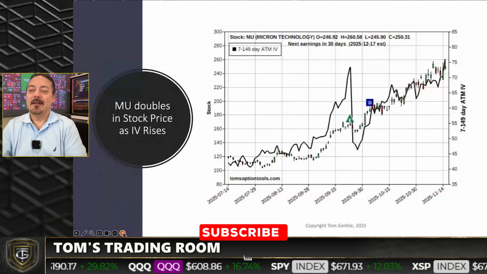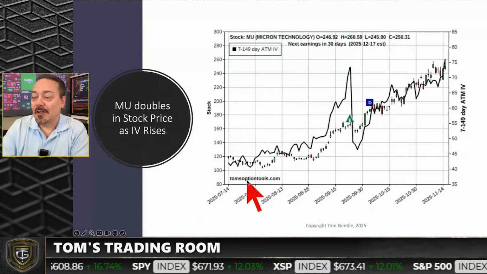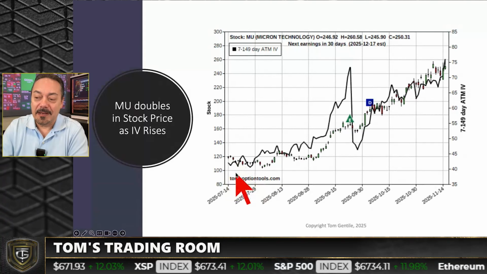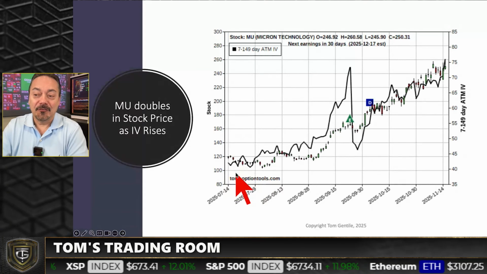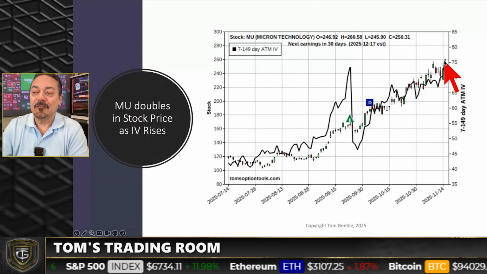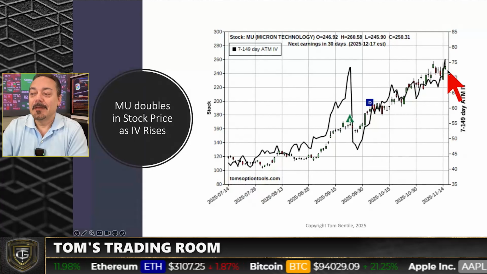So let's start with Micron. Micron actually doubled in stock price. As you can see here, the stock was trading close to 100. It was between 110 and 120, and that was just this summer. Look what's happened to it. $260 very recently before backing off 10 points here in the last day or two.